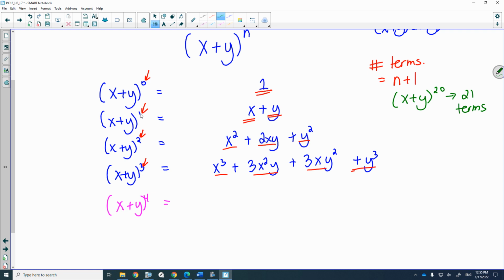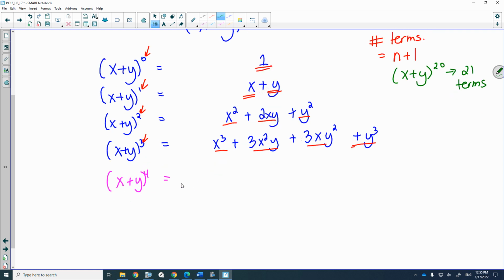This is to the power of 1, and this x is to the power of 1. Here it's to the power of 2, x is to the power of 2. At the power of 3, it starts with x to the power of 3. So based on that pattern, this binomial to the power of 4 is going to start with x to the power of 4. Now, there are other patterns that are going to happen with the exponents.